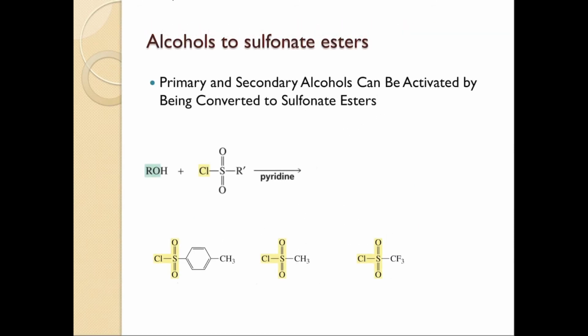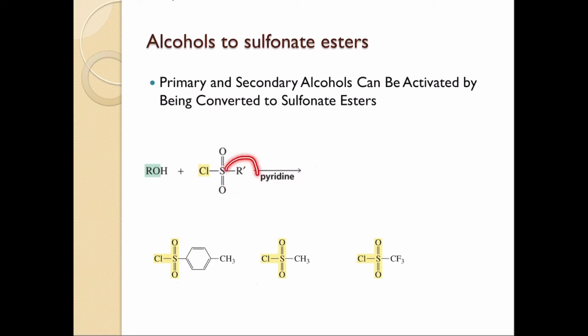The next way to convert an alcohol into something useful is converting it into sulfonate esters. Primary and secondary alcohols can be activated by being converted into sulfonate esters. For the formation of sulfonate esters, you will take sulfonyl chloride. Here is the general formula for sulfonyl chloride. And here are the most common sulfonyl chlorides, depending upon what the R group is.